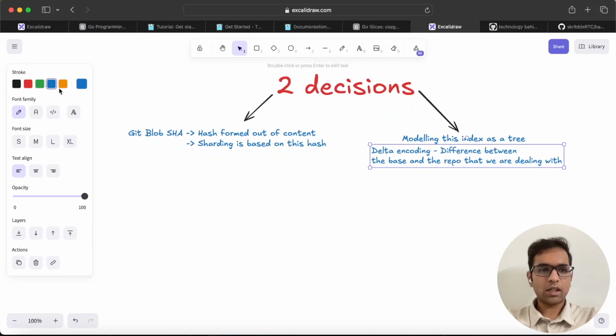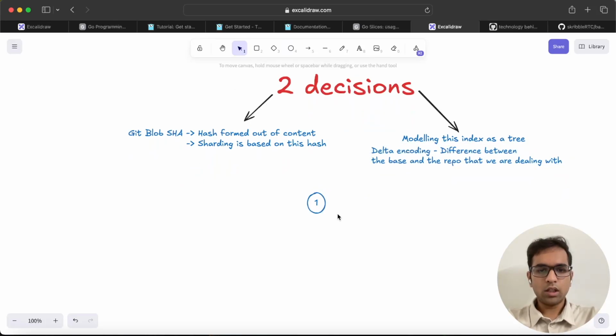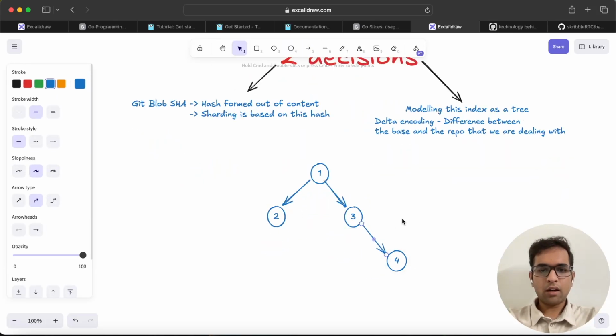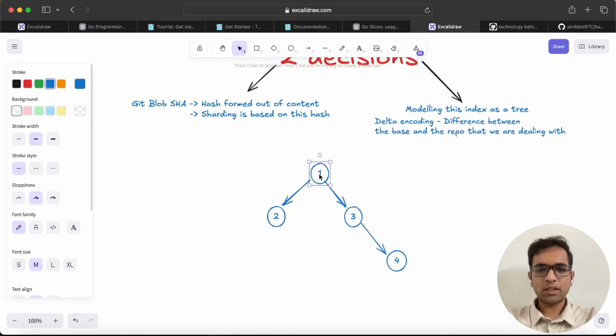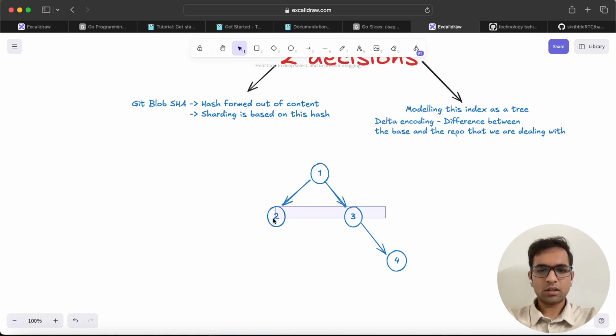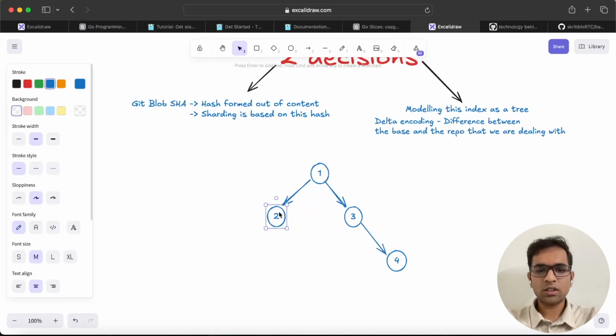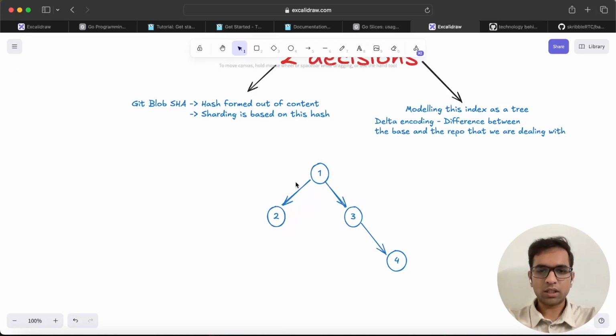Simple way, if we take a graph, so let's say we have a graph of this sort. In this graph, if one is the base repository, then two and three are placed in this graph. Along with that, a weight will be assigned to them, based on delta encoding. And what is delta encoding? It is how different the base and the repo that we are dealing with are. So how different is three from one, and how different is two from one? On that basis, a weight will be assigned to them.